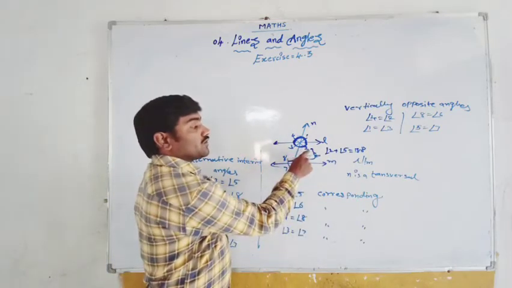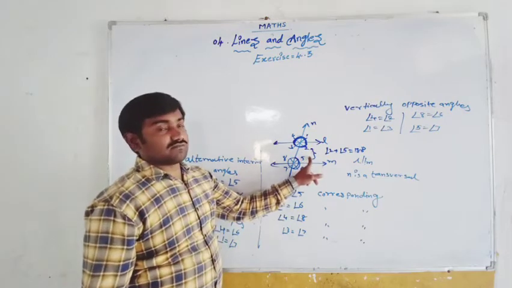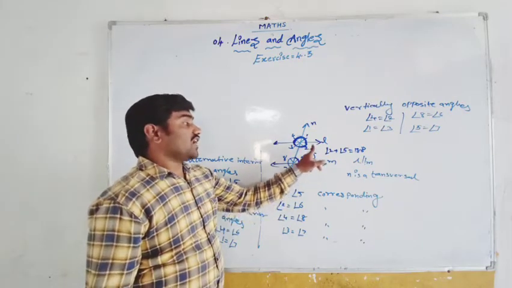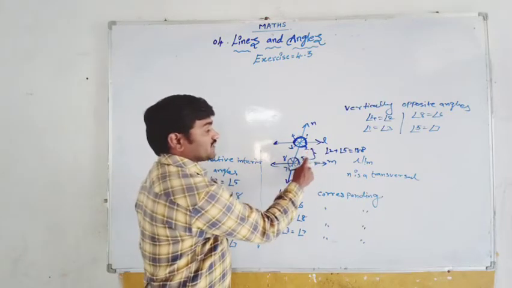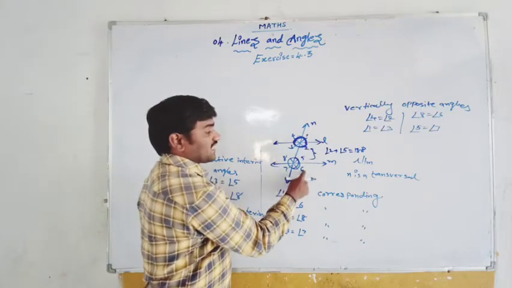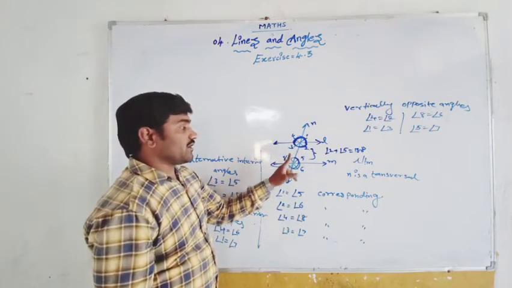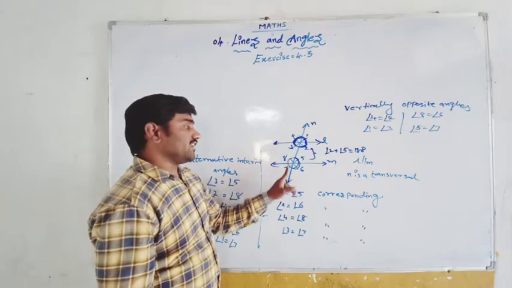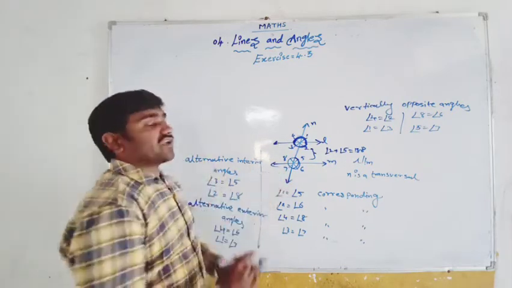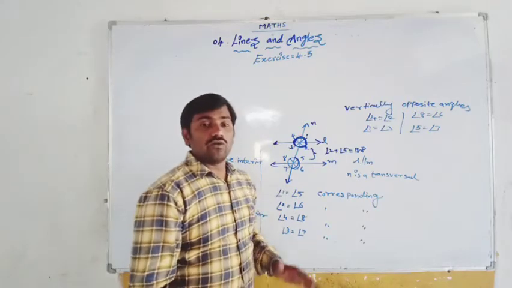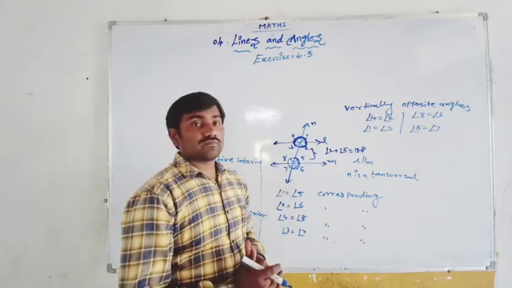Sum of two angles on the same side of the transversal will give us 180 degrees. Here angle 2 plus angle 5 is 180, angle 1 plus angle 6 is 180 degrees, angle 4 plus angle 3 is 180 degrees, angle 3 plus angle 8 is 180 degrees, angle 8 plus angle 7 also equals 180 degrees. These are the basic things required. Already we have done a video based on this. I hope you understood this basic class.